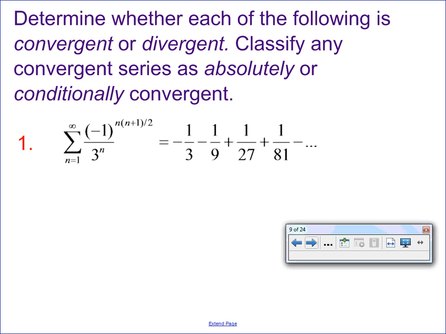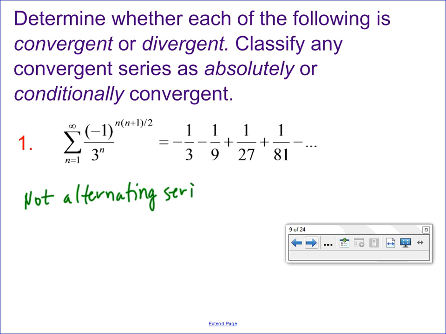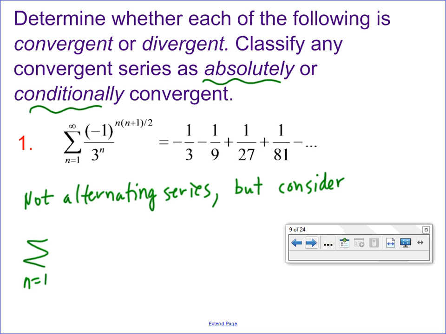However, I can consider the absolute value of the terms. As I consider absolute versus conditional convergence, I'll consider the sum from 1 to infinity of the absolute value. In doing so, the absolute value of negative 1 to the n is going to be positive 1, and the denominator is 3 to the n.